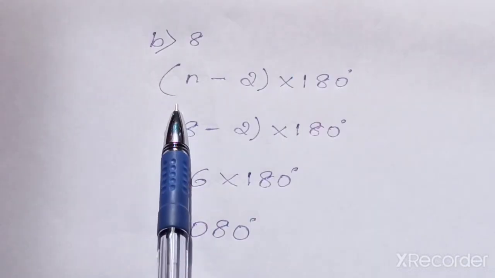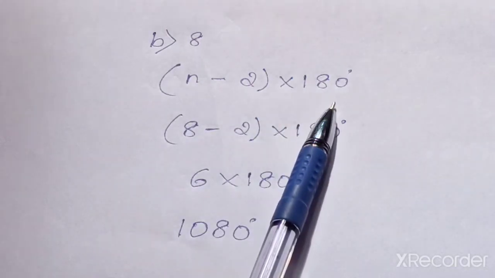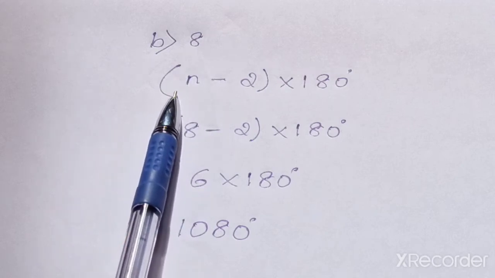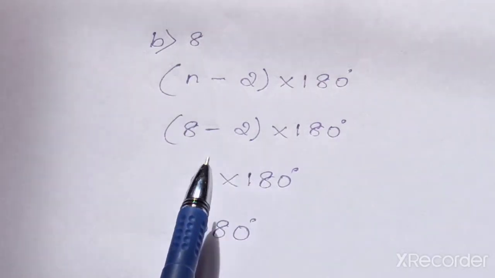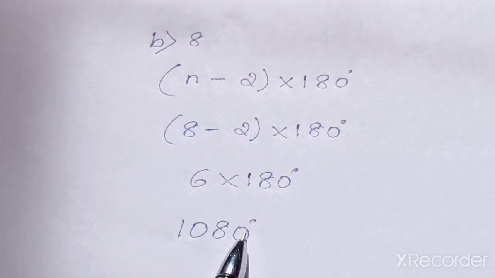Sub question B. The number of sides is 8. So formula N minus 2 into 180 degrees. The number of sides is 8. So substitute the N value, that is 8. So 8 minus 2 is 6. 6 into 180 degrees, 1080 degrees.